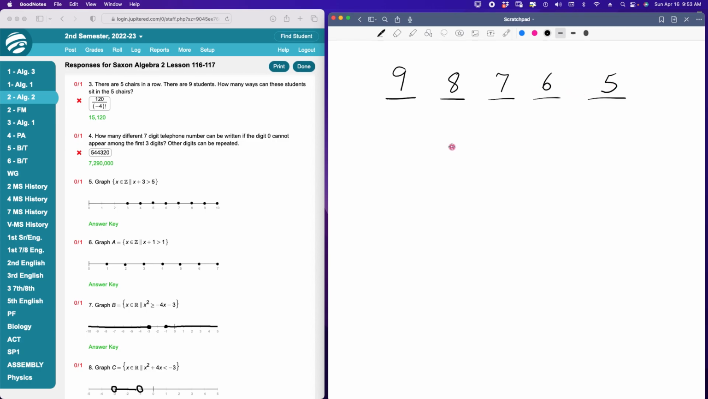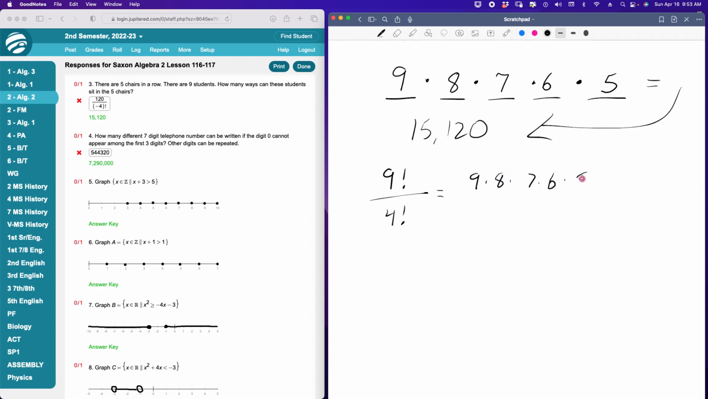And when we multiply those together, we get 15,120. That's what that equals. So pretty straightforward problem. And yes, you can set it up as 9 factorial over 4 factorial. That's just going to equal 9 times 8 times 7 times 6 times 5 times 4 times 3 times 2 times 1 over 4 times 3 times 2 times 1. That just cancels, and that becomes this number, which is this right here, over 1.